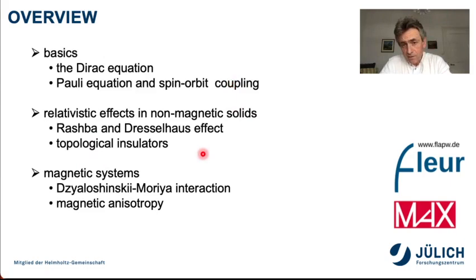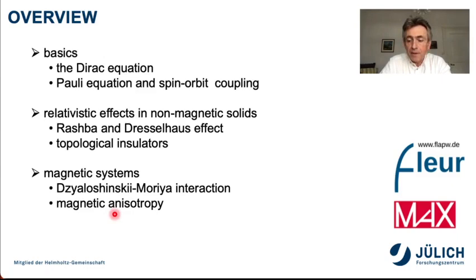Rashba and Dresselhaus effect, the topological insulators. And finally we will focus on magnetic systems and have a look at the Dzyaloshinskii-Moriya interaction and magnetic anisotropy as spin orbit coupling effects appearing there.